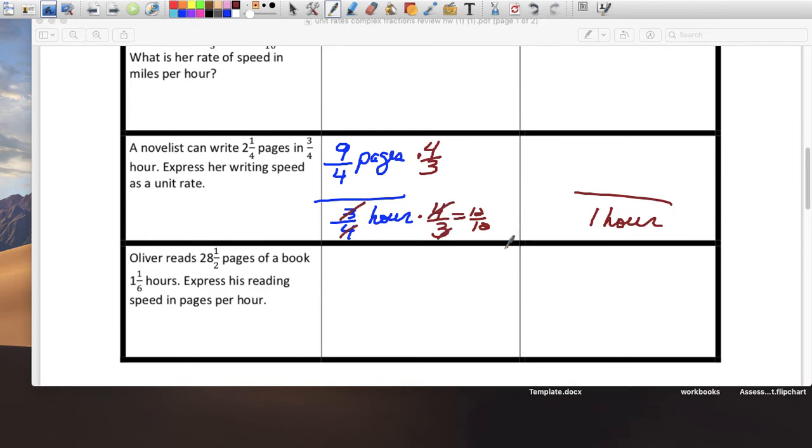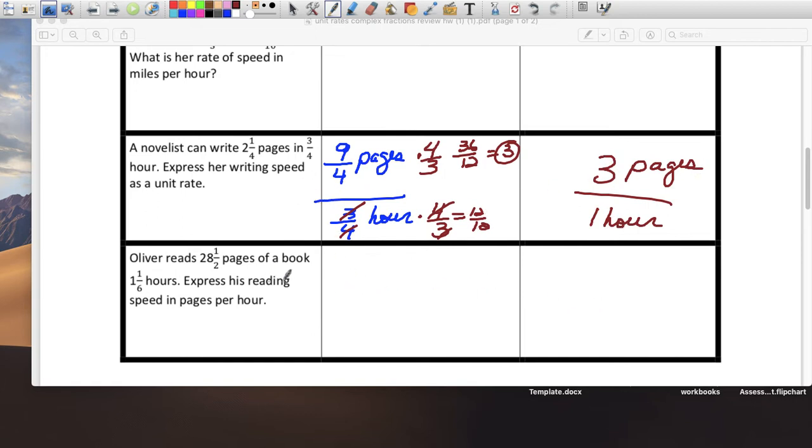Right, so you can crisscross everything. And on top, 9 times 4 is 36. So can we simplify anything? I'll just do it. 36 over 12. And what's 36 over 12? Which is just the same thing as saying 3. No, wait. 9 times 4 is 36. Yeah, 3 pages. That's correct. So a novelist can write, in 3/4 of an hour, 9/4 pages, or in 1 full hour, she can write 3 pages.